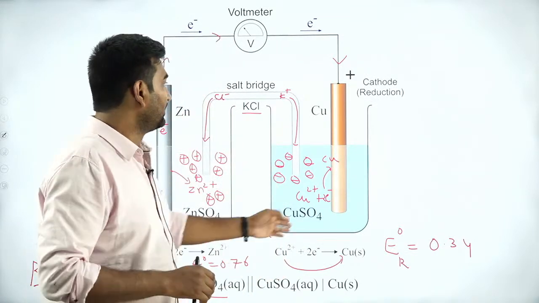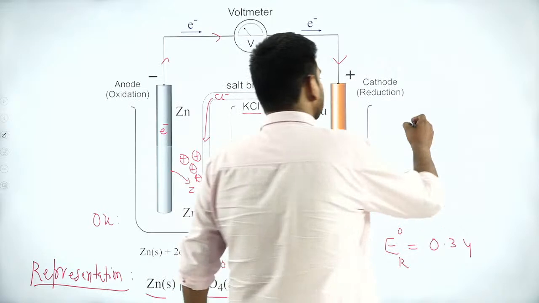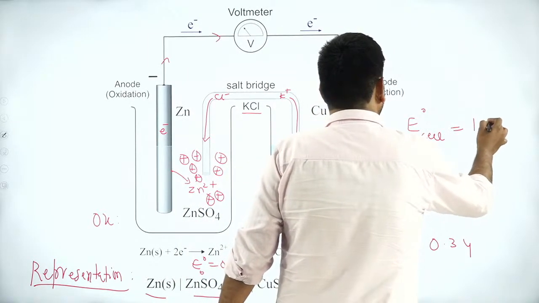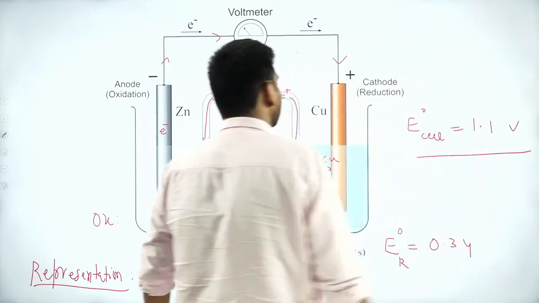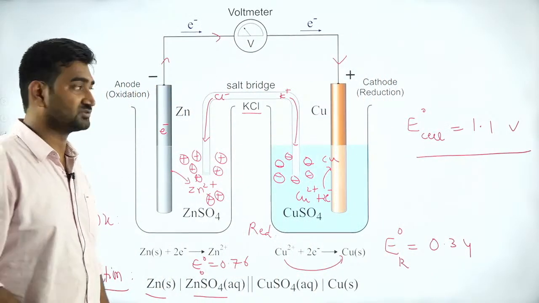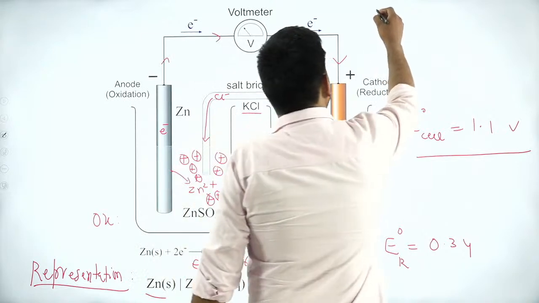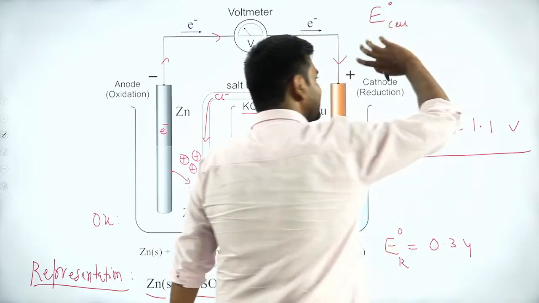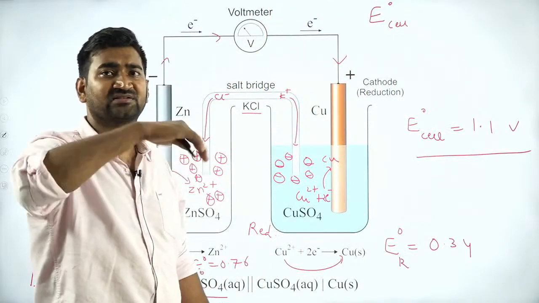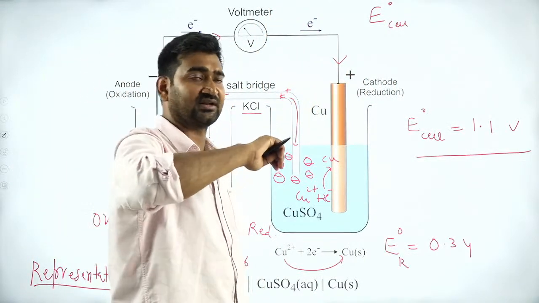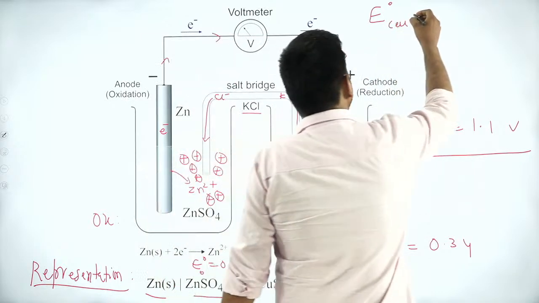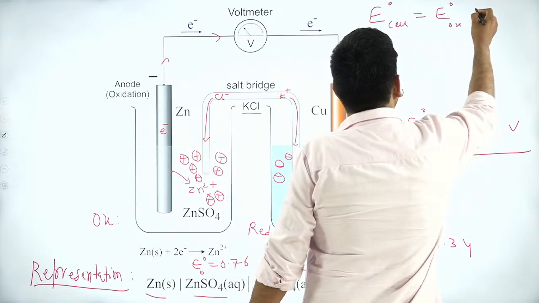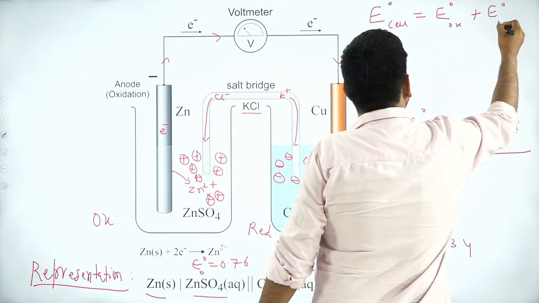So by that we will see that if we add, then the E naught cell of a galvanic cell comes out to be 1.1 volts. What is the formula? The formula is E naught cell. E naught means standard EMF at standard conditions: temperature 25 degrees Celsius and pressure 1 bar. So E naught cell will be equal to E naught of oxidation plus E naught of reduction.